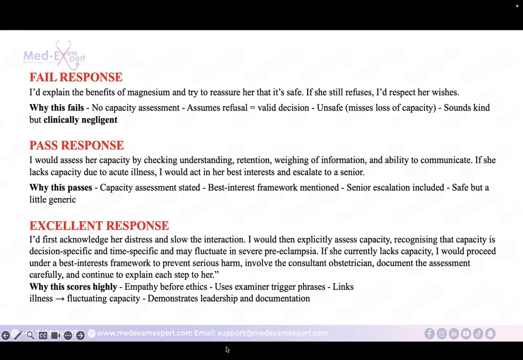And also you demonstrate leadership and documentation. That means leadership, you're escalating to your senior, and then you document it, because later on it can protect you from medico-legal problems as well. Okay? Okay, ma'am. Thank you. Very good. Okay.